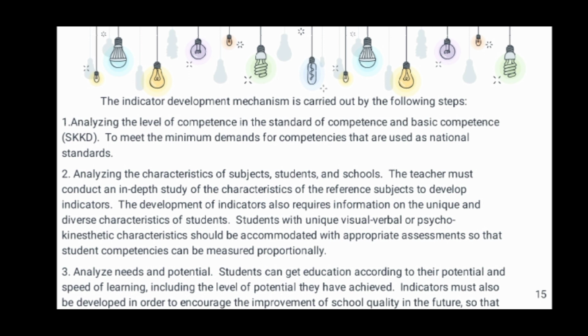3. Analyze needs and potential. Students can get education according to the potential and speed of learning, including the level of potential they have achieved. Indicators must also be developed in order to ensure the improvement of school quality in the future.